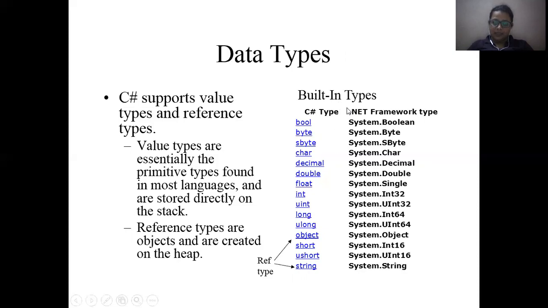Built-in types. Built-in types are bool for System.Boolean, which displays Boolean values. Next, System.Byte is used to display byte numbers or byte data. System.SByte displays signed byte data. Next, System.Char displays character data. In the same way, we can display decimal, double, single, Int32, UInt32, Int64, UInt64, and object. Here, object is used to specify the object of our class. Next, Int16, UInt16, and string. We can see that object and string are also reference types, which are created on the heap.